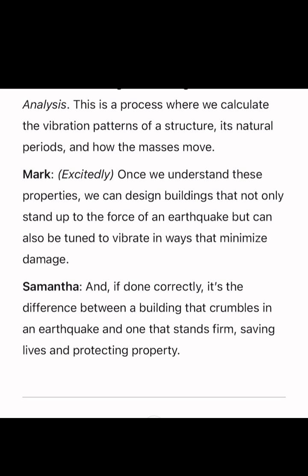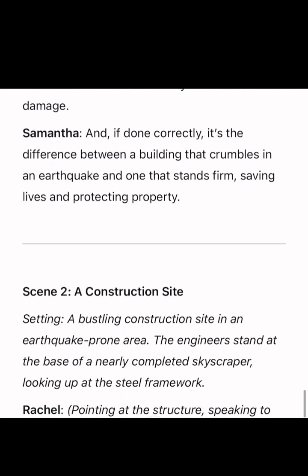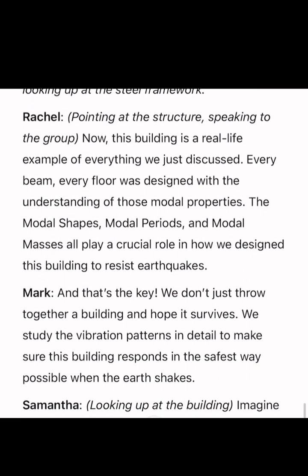Once we understand these properties, we can design buildings that not only stand up to the force of an earthquake, but can also be tuned to vibrate in ways that minimize the damage. If done correctly, it's the difference between a building that crumbles in an earthquake and one that stands firm, saving lives and protecting property. So this building is a real-life example of everything we just discussed. Every beam, every floor was designed with an understanding of these modal properties. The modal shapes, modal periods, and modal masses all play a crucial role in how we designed the building to resist earthquakes.